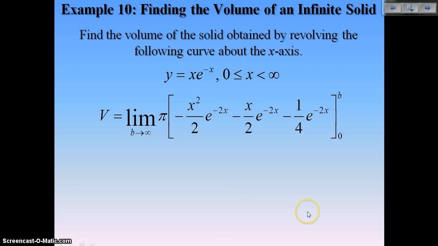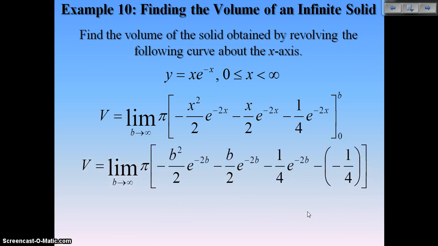And so now I can plug in my 0 and my b, and this is going to be a huge mess right there. You see, there are all of my b's. Now if I plug in my 0, the only thing that's left over is this one right here at the end, because the others have x's and they go away. And that's how I get this negative 1/4.